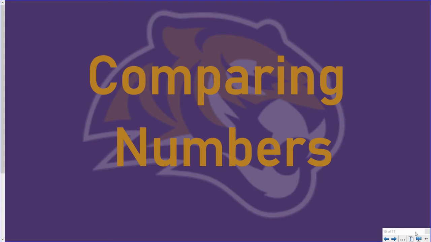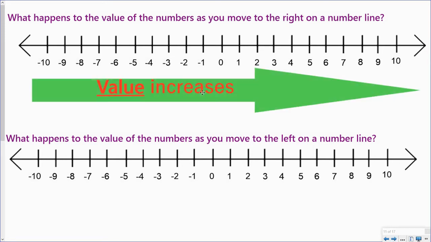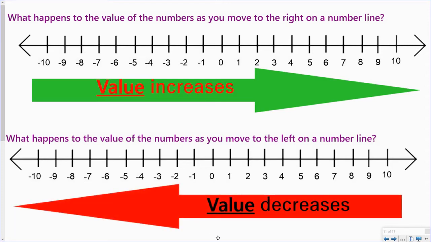In this video, we're going to look at comparing numbers. So first thing we need to do is take a look at the number line and know which values are bigger than which values. The first question is: what happens to the value of the numbers as you move to the right on the number line? Well, we know as we go right, the values are going to increase. So that means as we go left, the value is going to decrease.